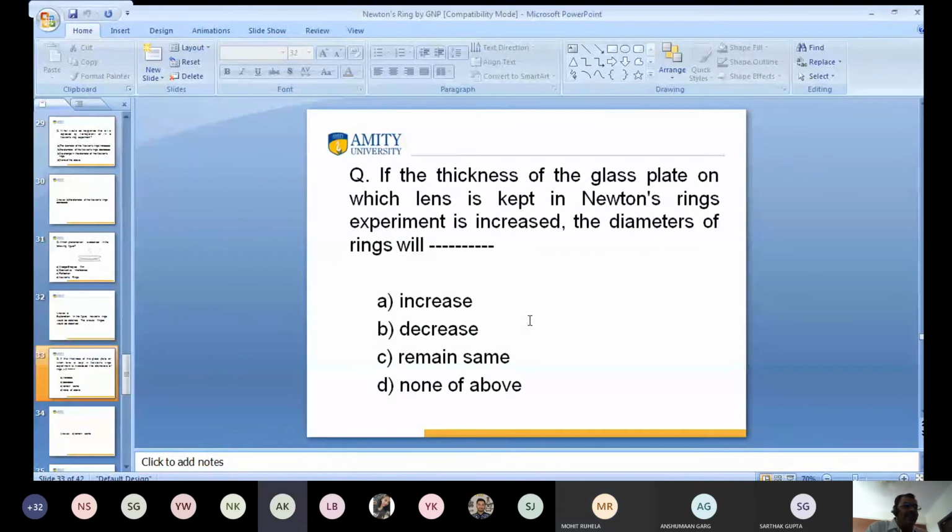What is this one? If the thickness of the glass plate on the lens is increased in Newton's experiment, the diameter of the ring will be increased, decreased, remain the same, or none of the above. Do you know the answer to this question? Thickness of glass plate.